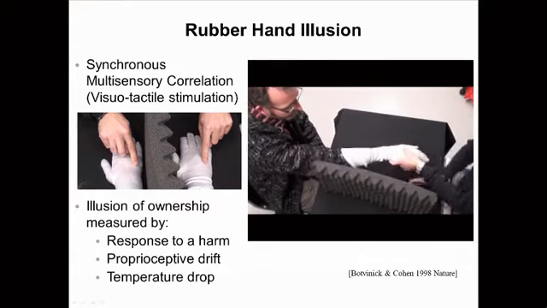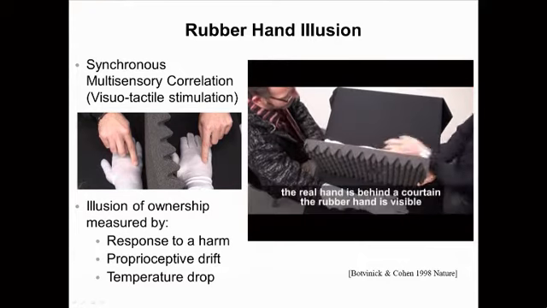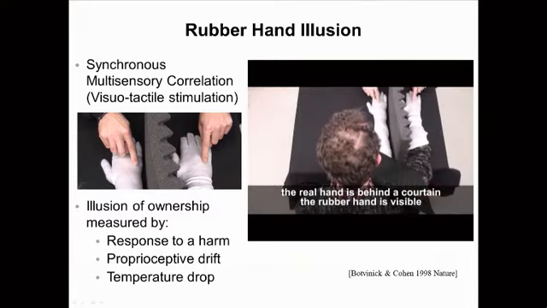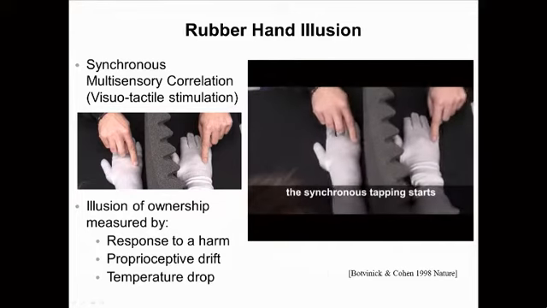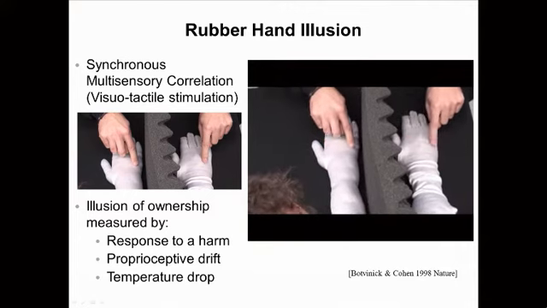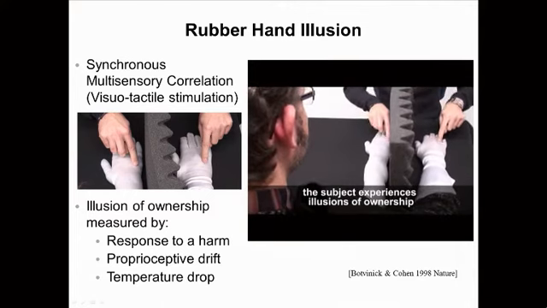So this is the participant. He puts his hand behind a curtain, and we put a rubber hand just in front of him. So he only really sees the rubber hand, but he feels synchronous touch in both hands. So at the end, he thinks this is his hand because he's seeing the touch and feeling the touch.